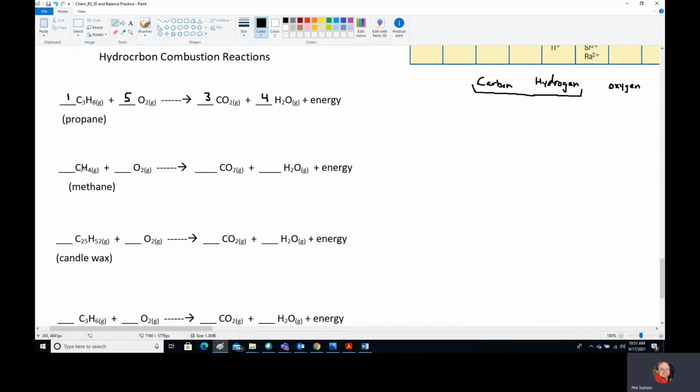Let's do methane. We got 1 carbon, 1 carbon. Hey, it's balanced. No. Do the hydrogen. 4 hydrogen, 2 here. So let's just put a 2. Now there'll be 4. Now let's worry about the oxygen. 2 oxygens plus 2 oxygens. We need 4. So stick a 2 there. 1 mole of methane, 2 moles of oxygen makes 1 mole of CO2 gas and 2 moles of water as gas or water vapor, and of course a lot of energy.